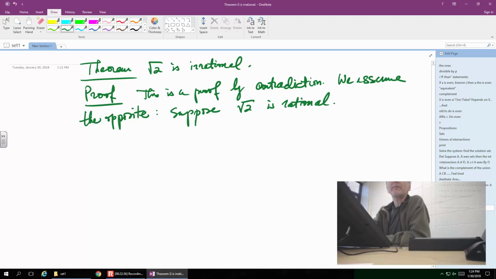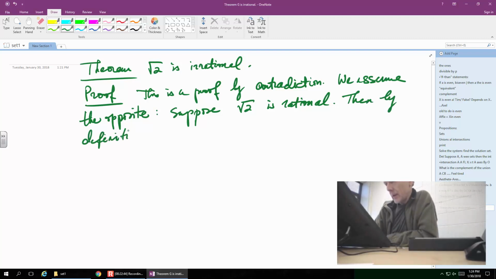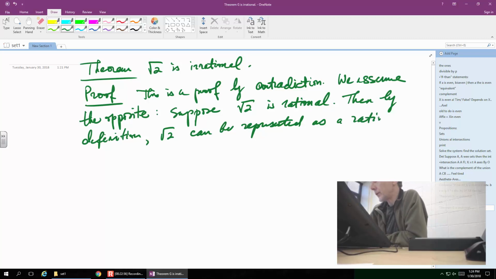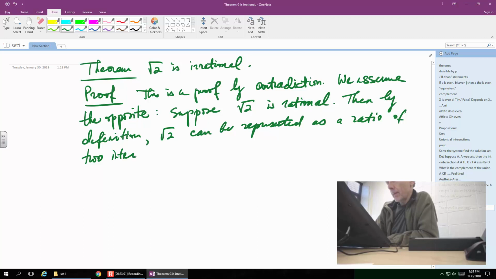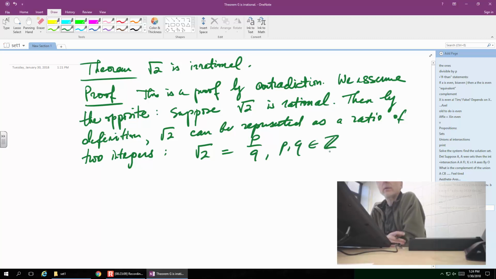Okay, then how do you proceed? Then by definition, square root of 2 can be represented as a ratio of two integers. So square root of 2 is equal to P over Q, where P and Q are integers. Have you seen this notation, Z? Z stands for integers. And Q is not equal to 0. So it can be represented, so it is represented. This is an assumption. So we have some P and Q available here.